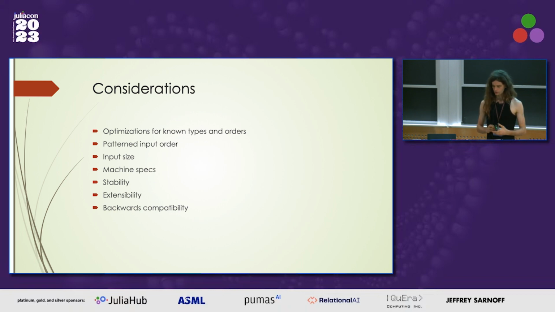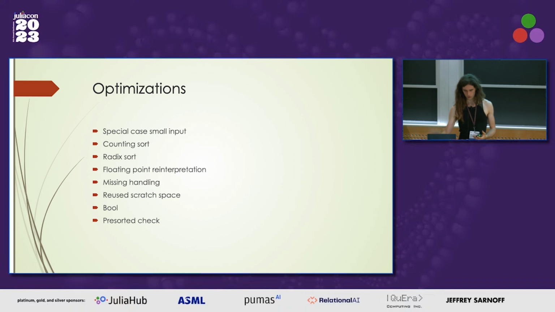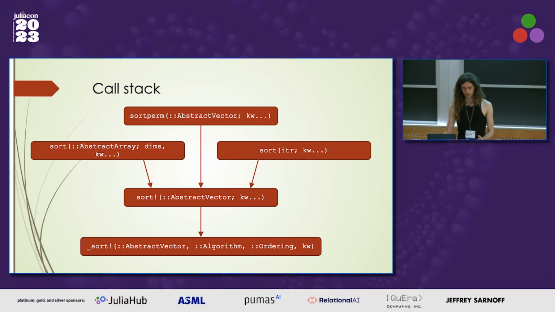And then, of course, there's extensibility and backwards compatibility. If someone's done something before, we want to keep allowing it in the future. So there's a lot of optimizations we use. I'll get into these later. But first, I just want to give a higher level picture of what this call stack looks like.